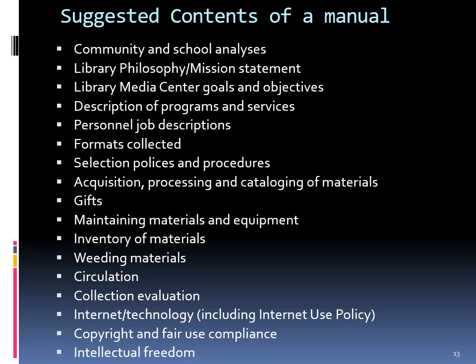So community and school analysis, of course, is listed first, but again, this isn't the right order. It doesn't have any order right now. It's just suggested content of a manual, so the order shouldn't matter. Okay. So community and school analysis, library philosophy and mission statement, library media center goals and objectives, description of programs and services, of course, right?